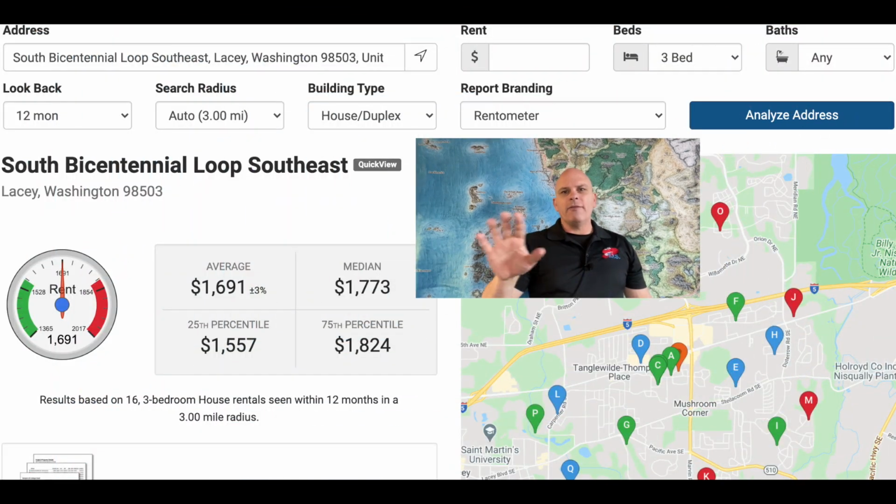I didn't know what 0.25 bathrooms was until I walked through this place, but apparently there is a sink in the master bedroom, which counts as 0.25 of a bathroom. And the area average rent for a 3-bedroom off of Rentometer that you see right here, the average is $1,691 a month. But whenever I'm factoring rents, I always factor at 10% below that.